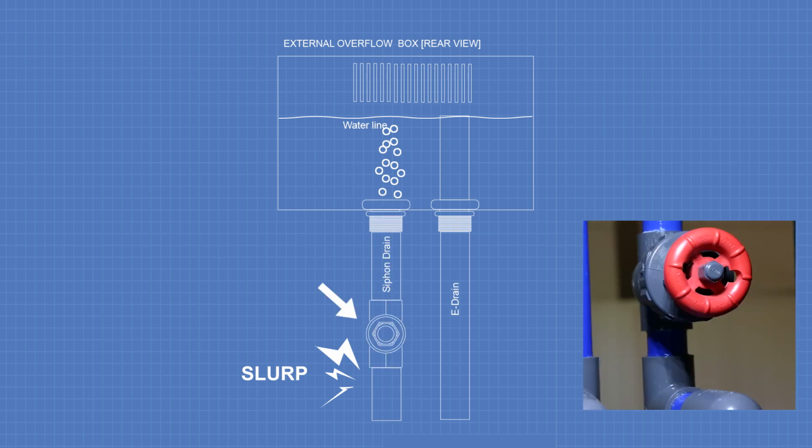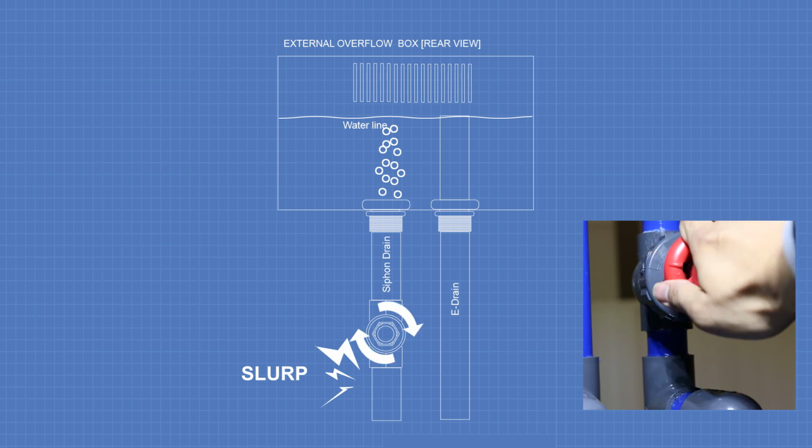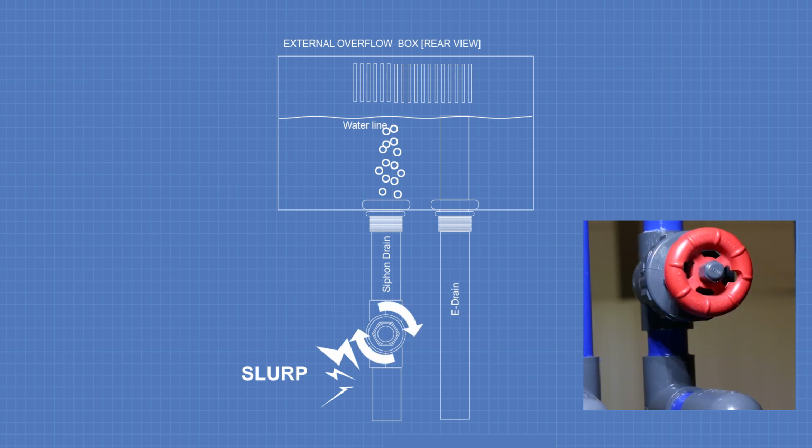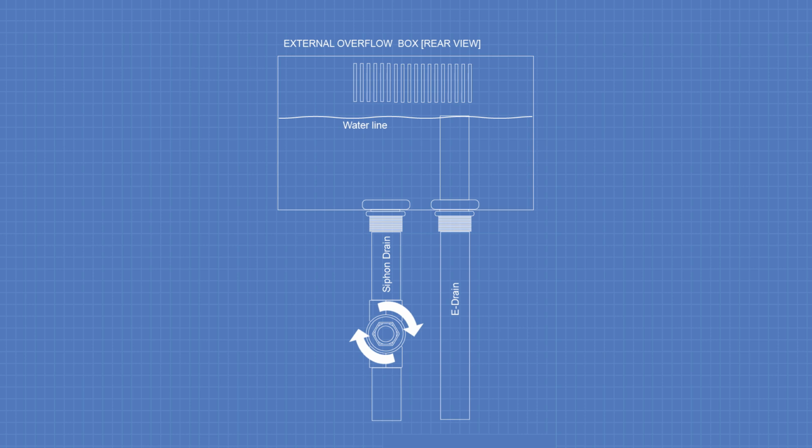By being able to purge the air from the drain using the gate valve, the Herbie drain uses gravity to cause the water to flow quicker through the pipes, creating a siphon, purging the air and keeping the overflow dead silent.